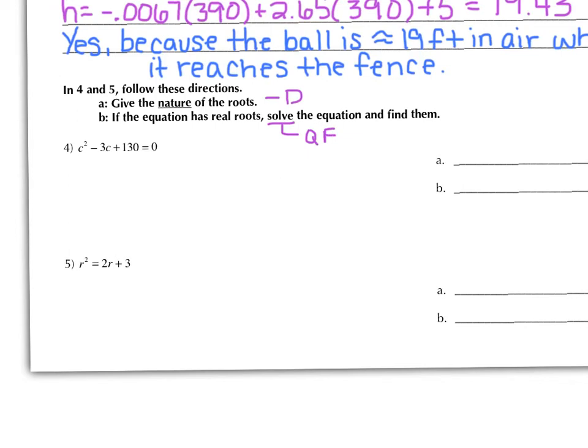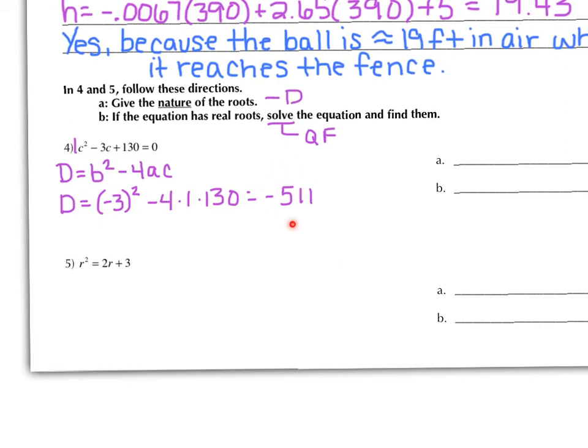So for the first one, for my discriminant, remember discriminant is found by b squared minus 4ac. So I'm going to do negative 3 squared, because my b value is negative 3, minus 4 times 1 times 130. Okay, so let's see, 9 minus 4 times 130. I end up with negative 511. Okay, my discriminant is negative. That means I have no real roots.